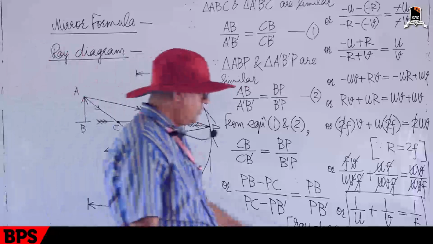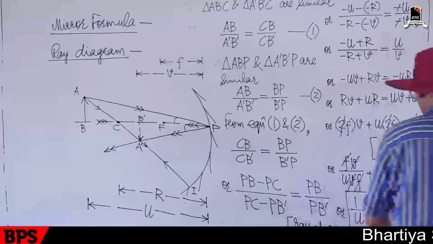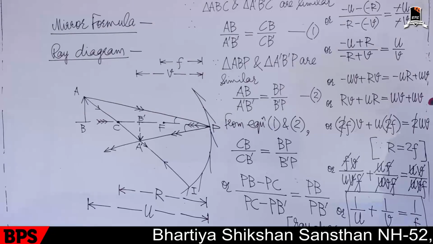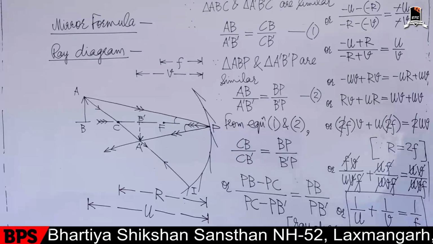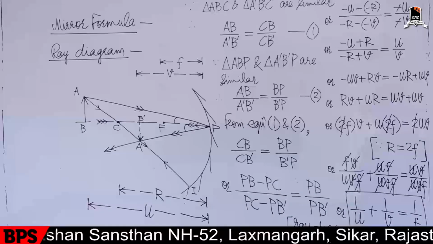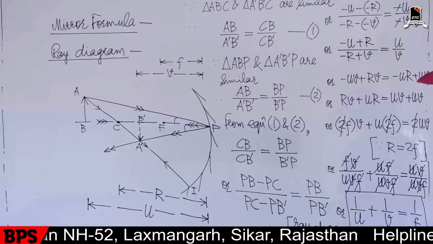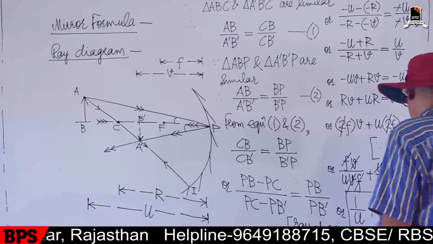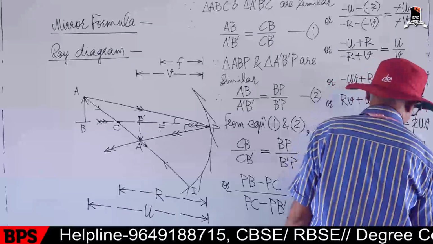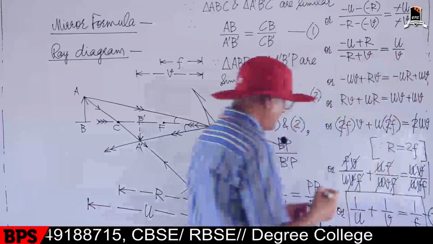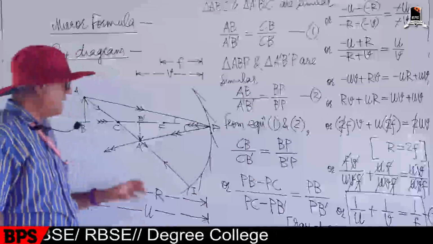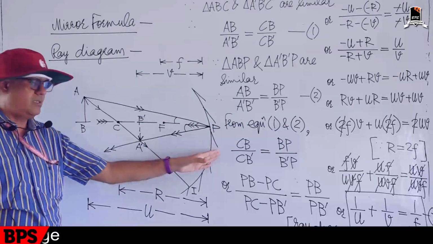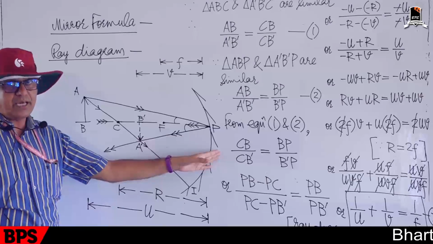1 by U plus 1 by V equal to 1 by F. A relation between object distance, image distance, and focal length of the mirror is called mirror formula. So this is equation number 1, 2, and this is 3. This equation is third equation. So this is the derivation in the case when image is real and we have taken a concave mirror.